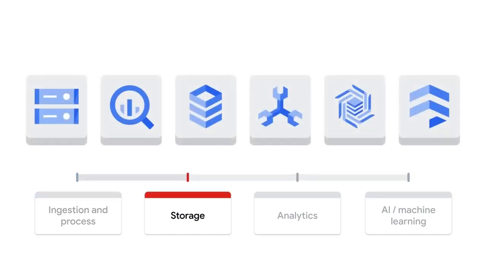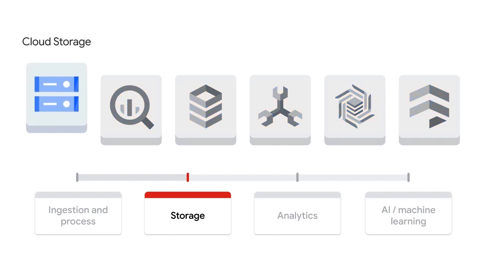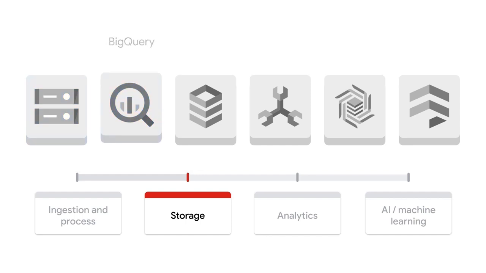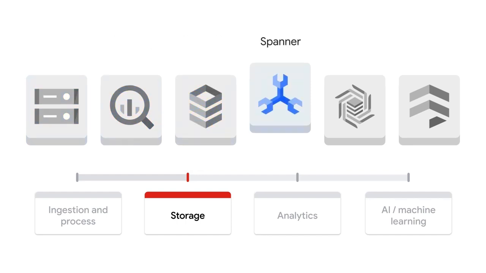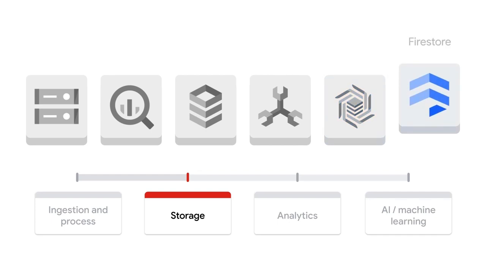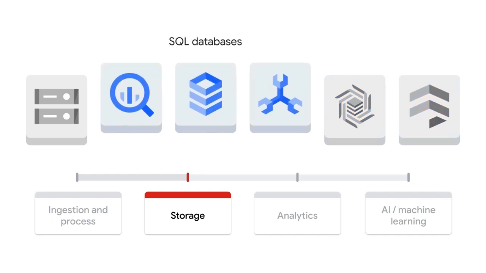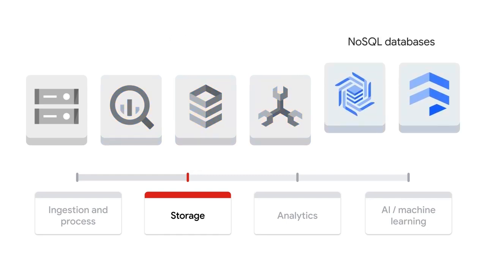The second product category is data storage, and you'll recall from earlier that there are 6 storage products. Cloud Storage, which saves unstructured data such as text, image, audio, and video. BigQuery, Cloud SQL, Spanner, Bigtable, and Firestore. BigQuery, Cloud SQL, and Spanner focus on SQL databases, while Bigtable and Firestore are NoSQL databases.